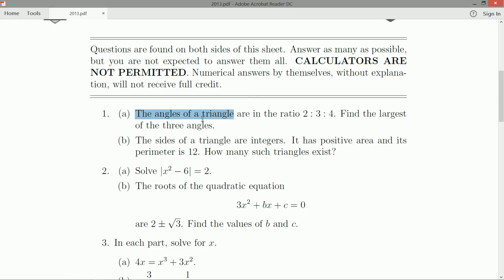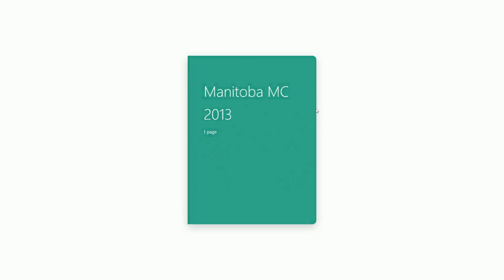So 1A. The angles of a triangle are in the ratio 2 to 3 to 4. Find the largest of the 3 angles. Okay, now this would be an interesting question if it was sides. But no, it's just angles, so let's really quickly draw a picture of a triangle, label some angles. The nice thing about the angles in a triangle, at least on a flat surface, which is where almost all math contest geometry takes place, the angles all add up to 180 degrees.